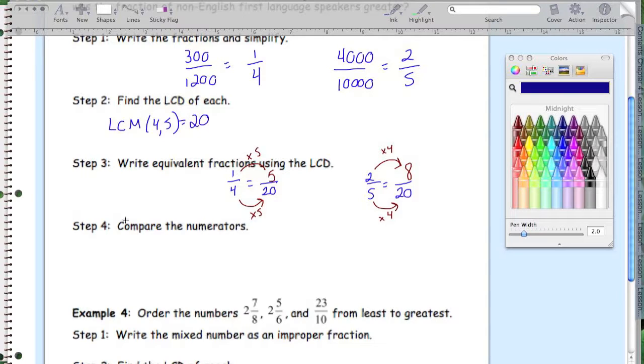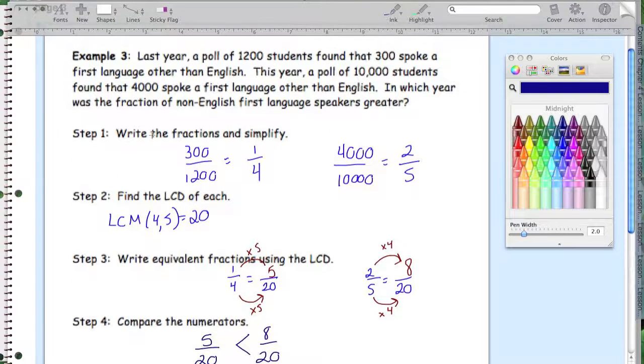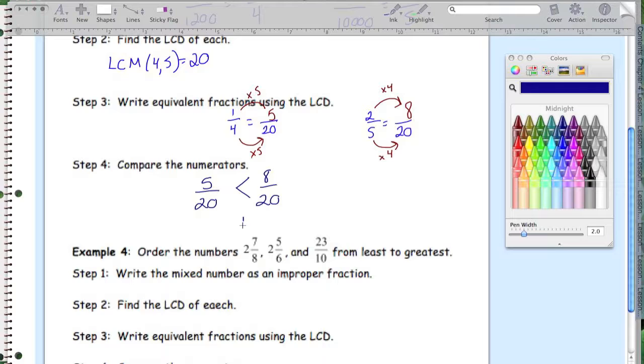So now the last step says compare the numerators. So I have 5 out of 20, and I have 8 out of 20. Which one's bigger? This one. That means that in which year was the fraction of non-English first language speakers greater? The answer would be this year. And they don't tell us the year, so you can just write this year, because this fraction represents the 4,000 out of 10,000 that were polled and asked.